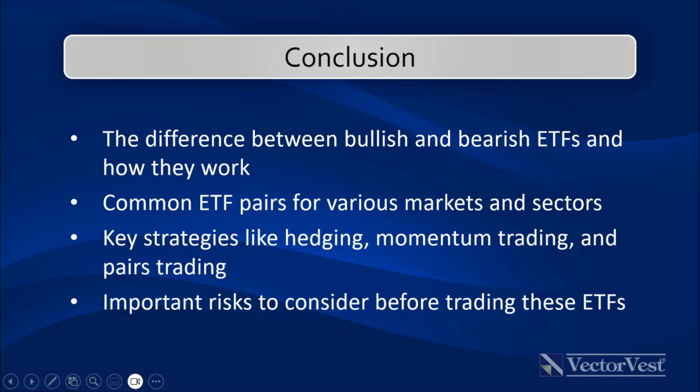So to wrap up, today we covered the difference between bullish and bearish ETFs and how they work. We talked about some common ETF pairs for various markets and sectors. Key strategies like hedging, momentum trading, pairs trading. We did mention hedging earlier. Again, if you're long the Qs still because it pays a dividend, PSQ might be a nice hedging mechanism if this market continues to fall. We've also talked about important risks to consider before trading these ETFs.